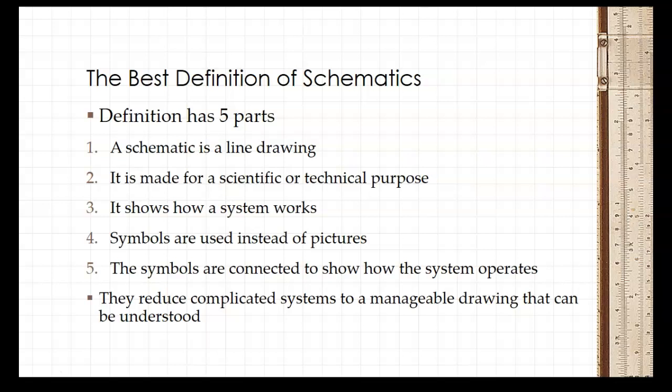So the best definition of schematics has 5 parts. It's a line drawing. A line drawing is the most simplified form of a drawing. Okay? Because you're not doing complicated, showing how everything looks in physical time. You're just putting in a symbol. And symbols are a lot simpler to put down than, say, actually trying to draw something if you're not an artist. It's made for a scientific or technical purpose.